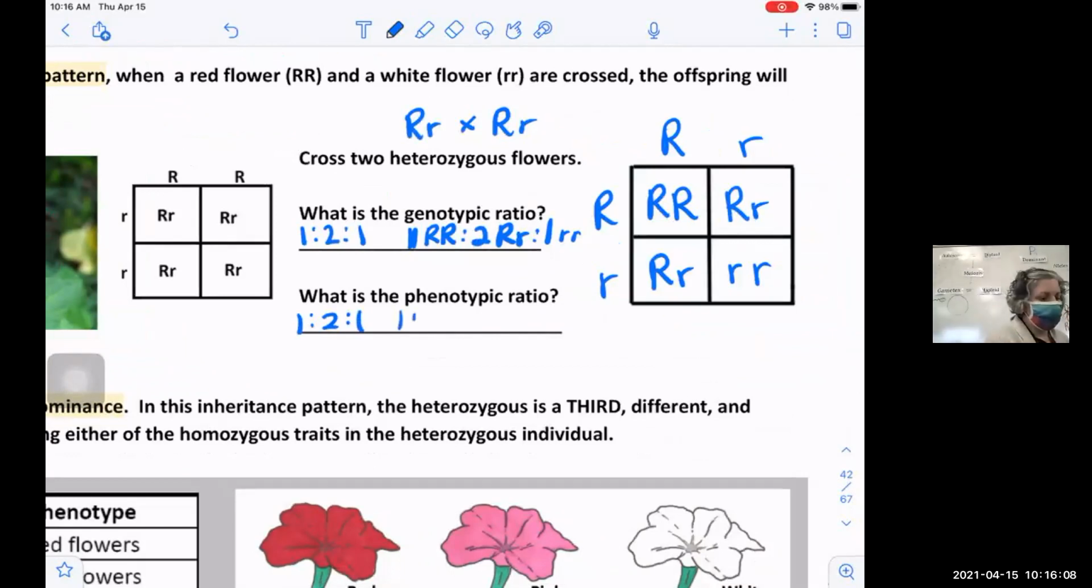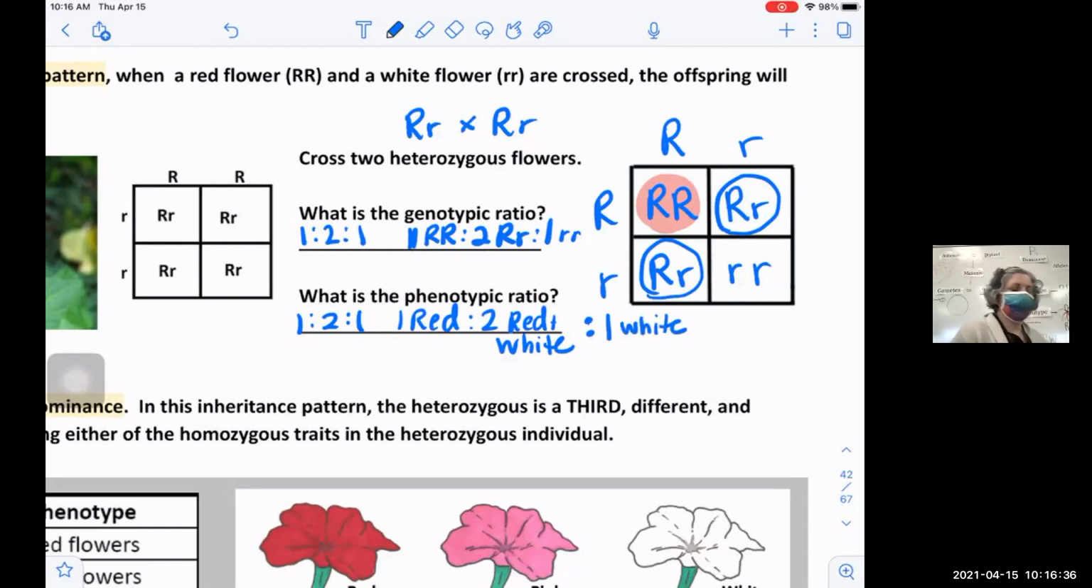So we have 1 red right here. We have 2 that are going to be red and white. And those are right here, our heterozygous ones. And the last number in our ratio is the number that are white, 1 white. So in this case, the phenotype and the genotype ratio are the same, 1 to 2 to 1.